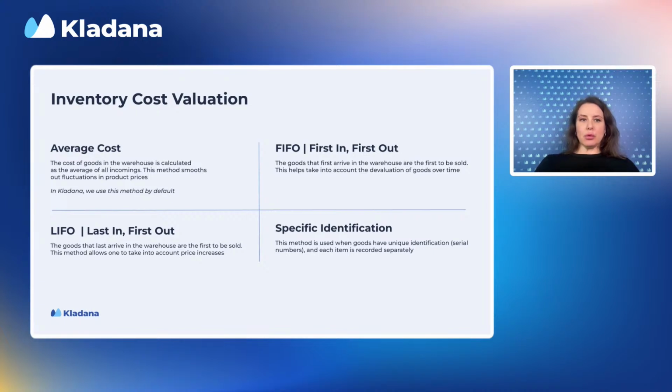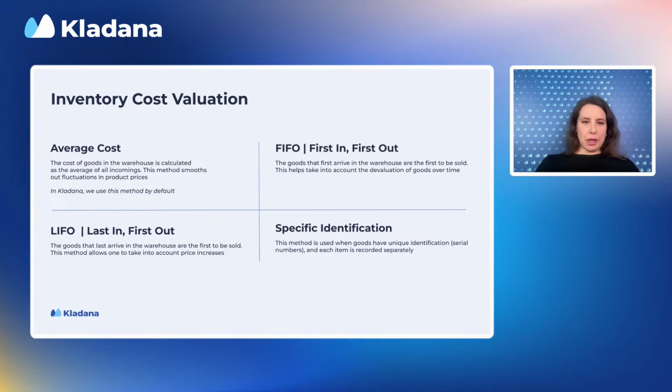First, the most common and widely used is weighted average cost. It is when the cost of goods on stock is calculated as the weighted average of all goods received. This method smoothes price fluctuations, and in Kladana, we use this method by default.